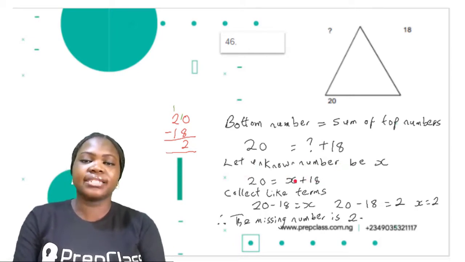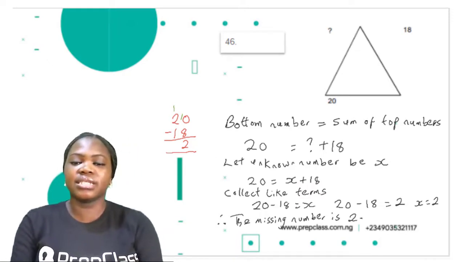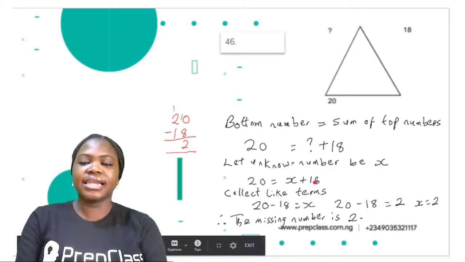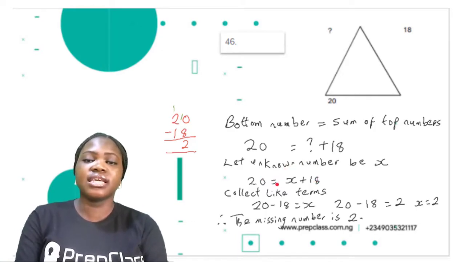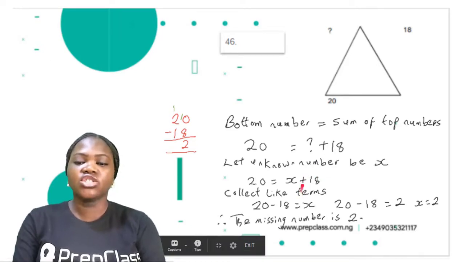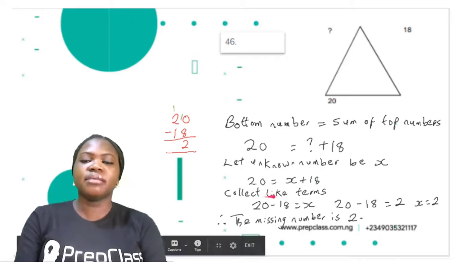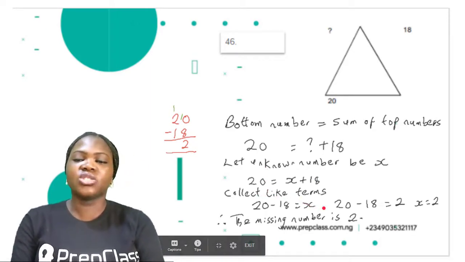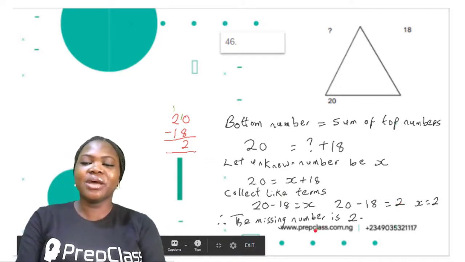For us to get X alone, we have to collect like terms. What do I mean by collecting like terms? Bring the numbers to one side and bring the letter to the other side. So we have 20 and then we have 18 here. To bring 18 across the equality sign, the symbol in front will change. So plus 18 will change to minus 18. So we have 20 minus 18 equals X. What is 20 minus 18? 2. So this means that X is 2. The missing number is 2.